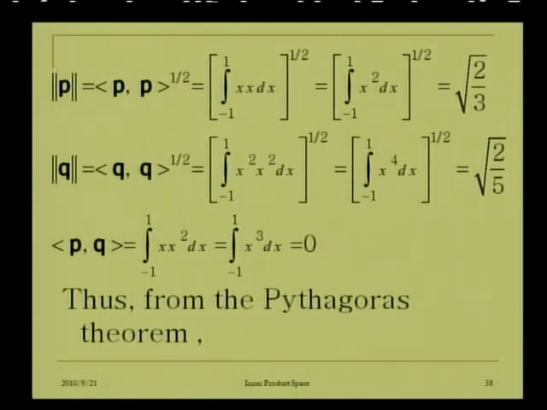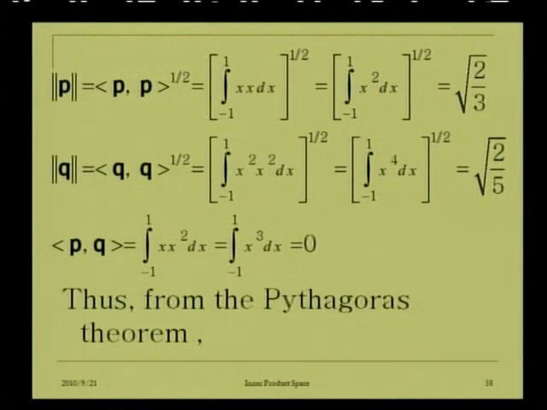So these are the norms of the vectors p and q. We will use them in a further session. The inner product of p and q here will be the integral from -1 to 1, and the integrand is x into x square, integration with respect to dx. So this is the integral from -1 to 1 of x cube dx, because x cube is an odd function of x and the integral is from -1 to 1, so this becomes 0.